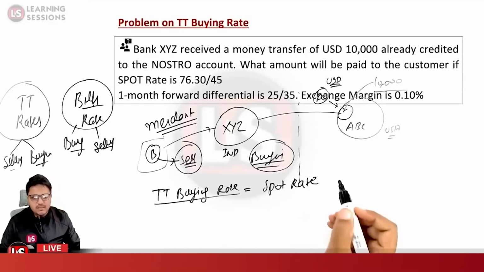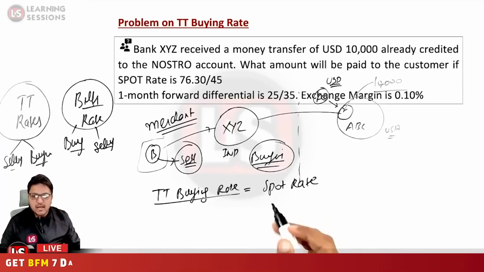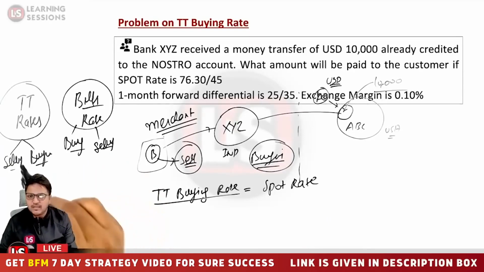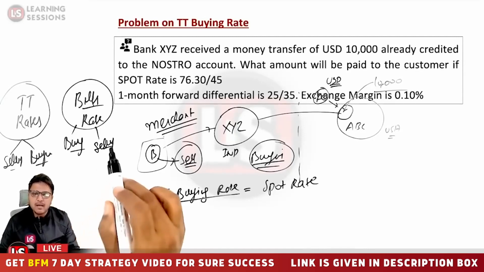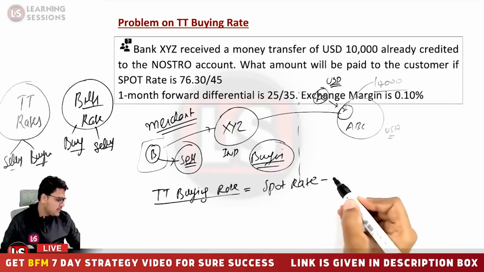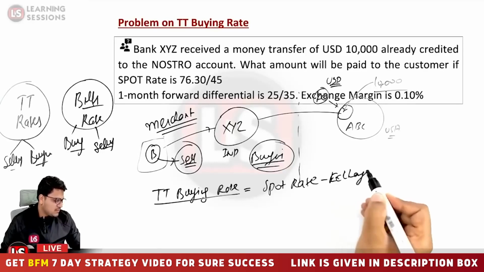Further, you need to memorize that in the case of buying rates, whether it is a bills buying rate or a TT buying rate, the margin is to be subtracted. The exchange margin, if given, is to be subtracted. So spot rate minus the exchange margin.